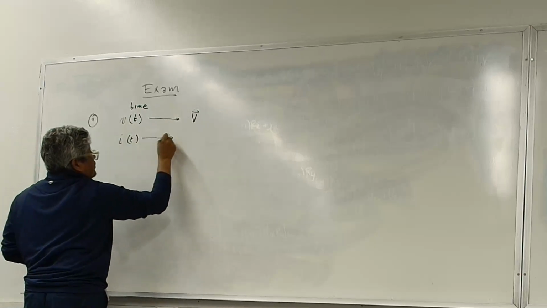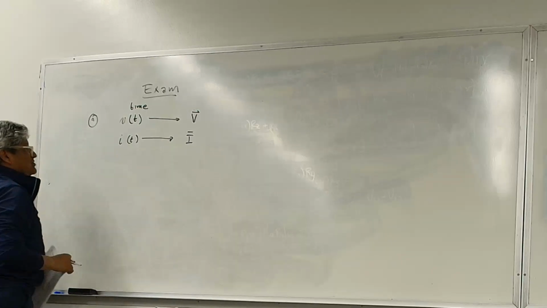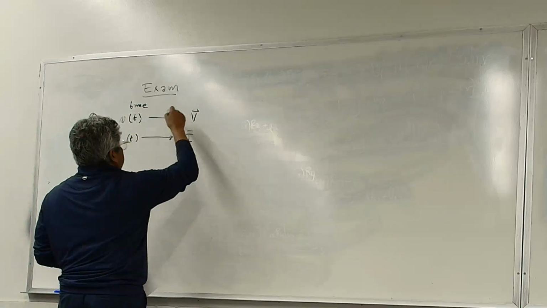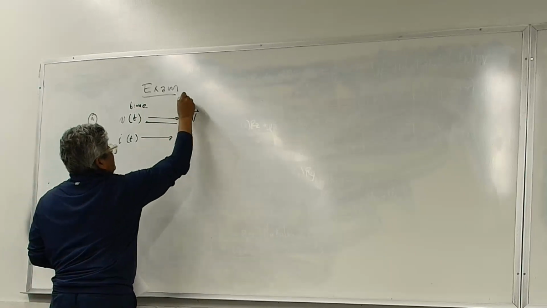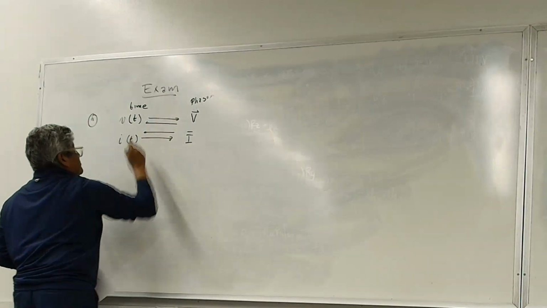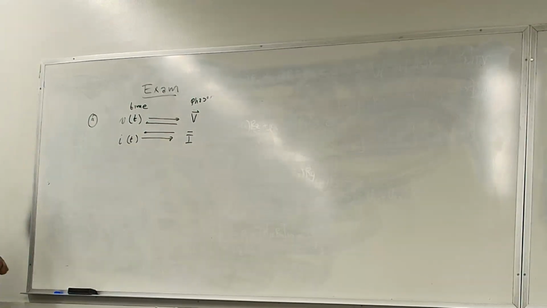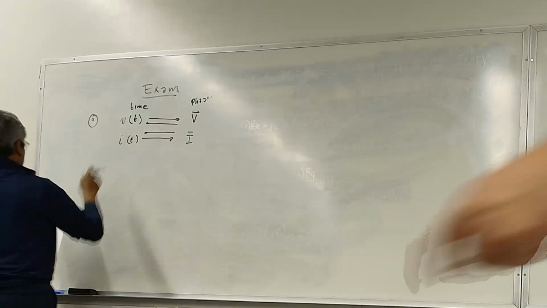Like I said, there are several problems, including the homework, and we'll take a look at them. You should be able to do this, or vice versa. If you're given something in the phasor domain, you should be able to convert that to the time domain. Okay, so you shouldn't have any trouble with that.